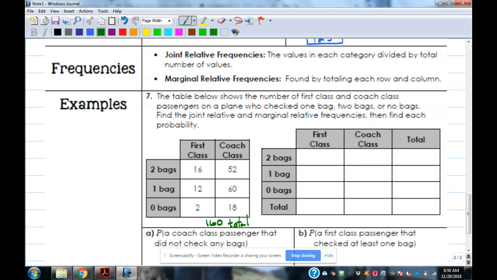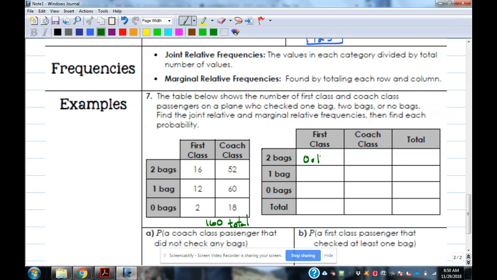In first class, what's the probability somebody checked two bags? Probability of picking somebody that checked two bags in first class. Not a given, no givens in this. 16 out of 160, right? So 1/10. I'm going to write it as a decimal because the chart's kind of small, and we're going to end up with some decimal stuff here. Frequencies are generally written in decimal form anyway. 0.1.